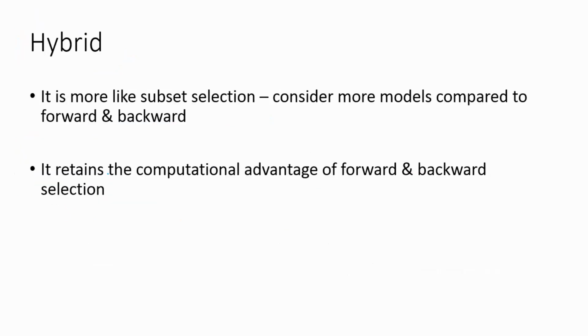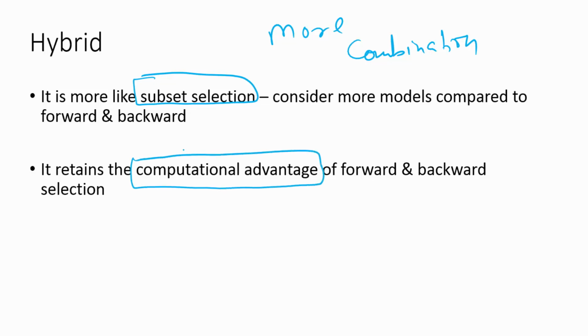So it's more like subset selection. So it takes more combinations, right? It's more like subset selection, which takes both forward and backward approach, but it has the computational advantage. That means it's not as computationally intensive as subset selection. So instead of using subset selection, you can use hybrid, which does more or less like subset selection but with less computational requirement.